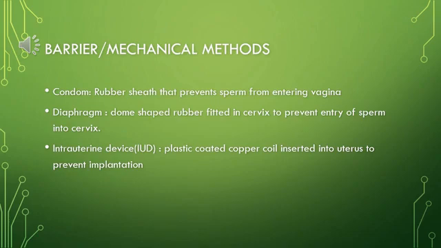Then we have a diaphragm, which is a dome-shaped rubber barrier fitted into the cervix, which will prevent the entry of sperm into the cervix. We also have the intrauterine device, commonly known as the IUD, which is simply a plastic coated copper core, which is surgically inserted into the wall of the uterus. The IUD prevents implantation. What it does is that it irritates the lining of the uterus. That way implantation will not take place.